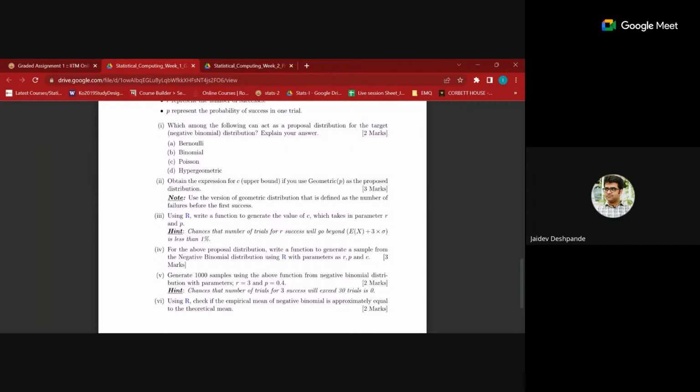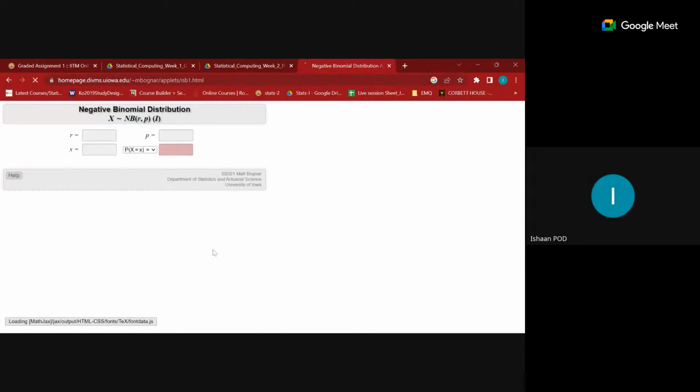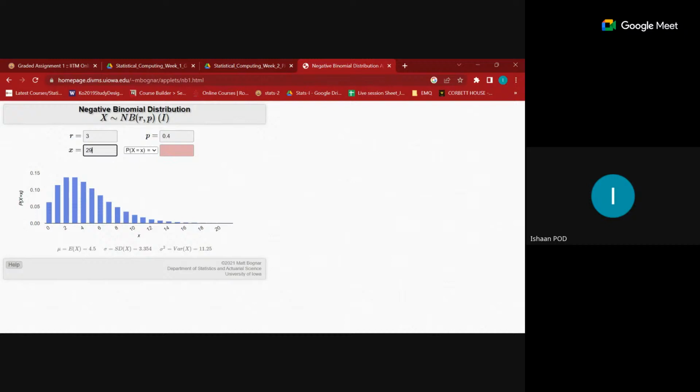Let me show you. A negative binomial never becomes exactly zero. Let's say we have r equal to 3 and p equal to 0.4. So this is the graph. If I plug in the value 29, there are still some chances, right? For 31, it's touching very close to zero. It's almost zero. So there is no chance we are going to generate that value.